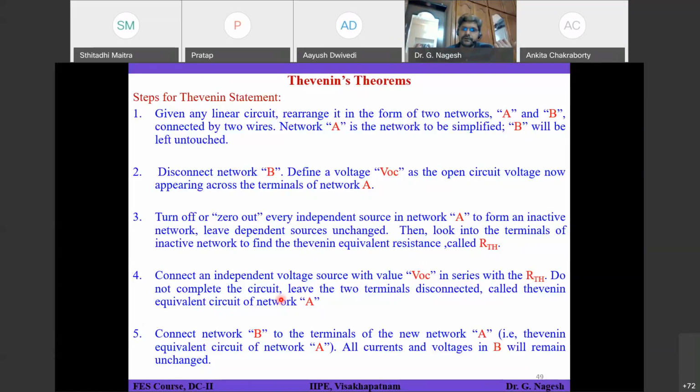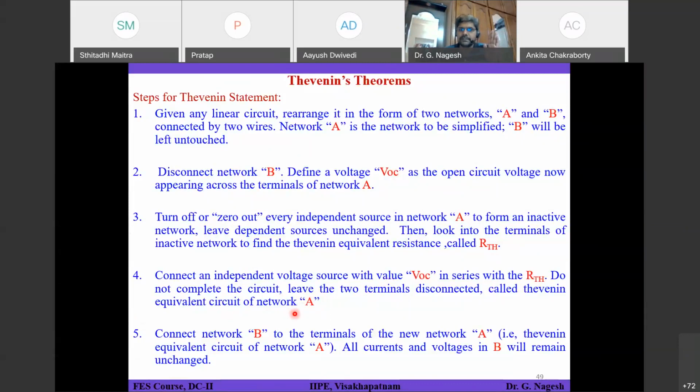Okay, right. Do not complete the network. That means you are not connecting your network B back. You have disconnected load resistance RL. You are not connecting it back. Then this circuit is called as Thevenin equivalent circuit of network A.